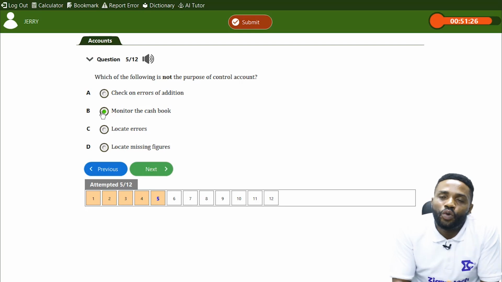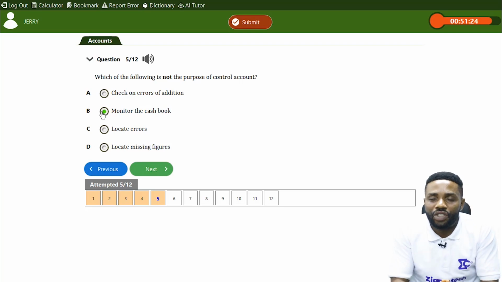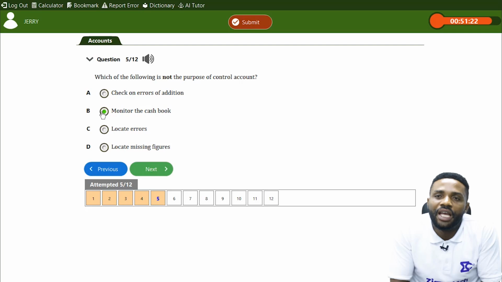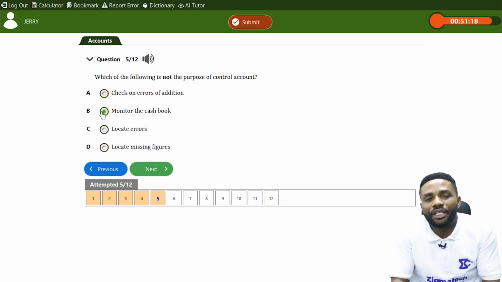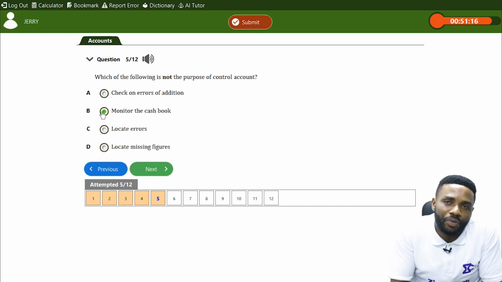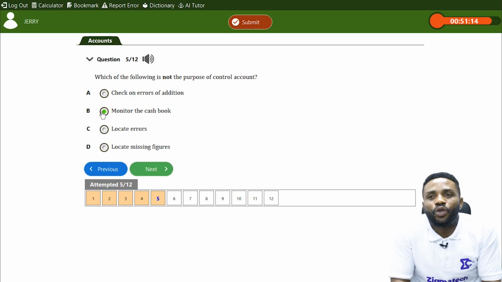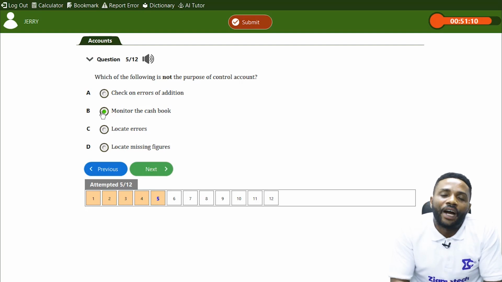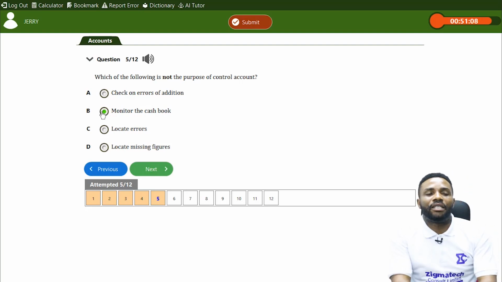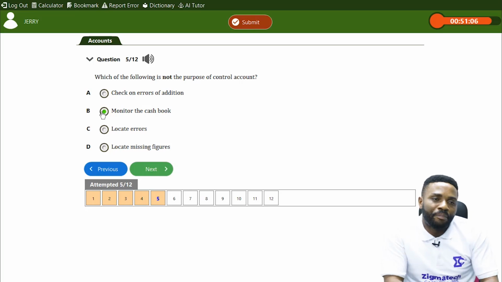And then we also look at the contra entry concept, and we said contra entry is a situation where your debtors also become your creditors and your creditors also become your debtors. So we encourage that you always go back to Examguide to find out how rooted and grounded you are on a particular topic.